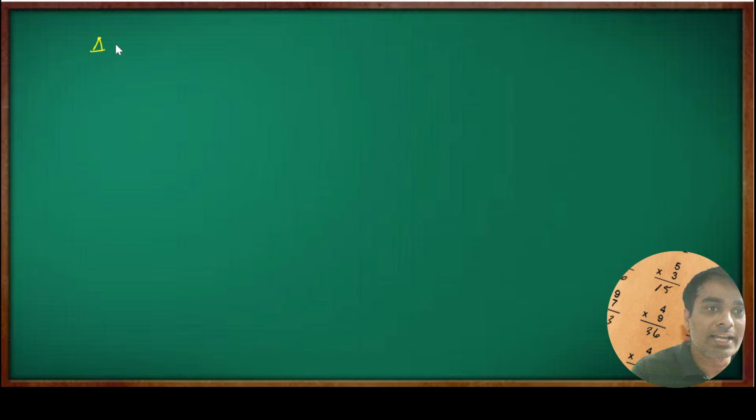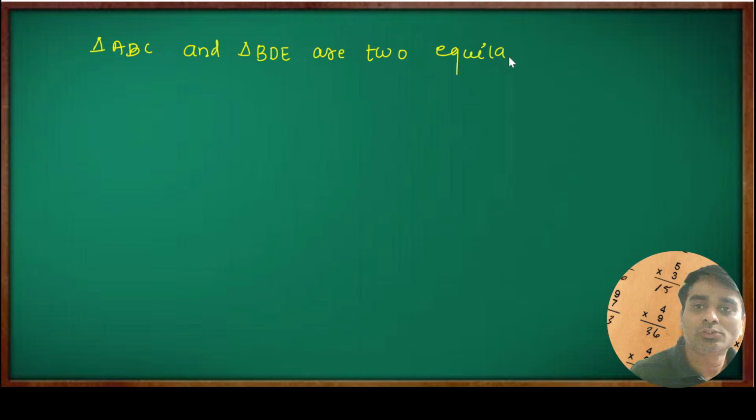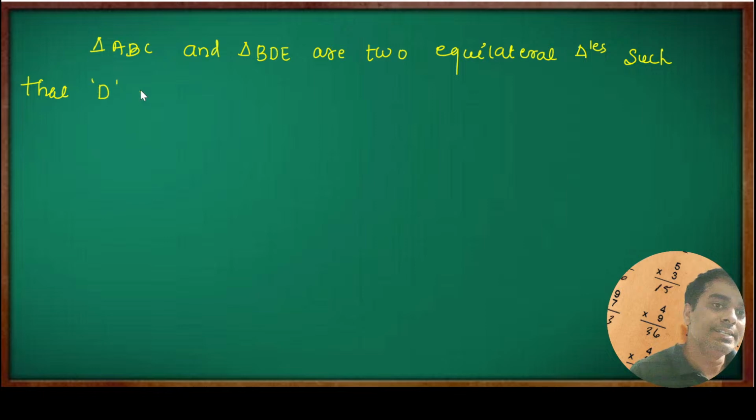Question: triangle ABC and triangle BDE are two equilateral triangles such that D is the midpoint of BC.